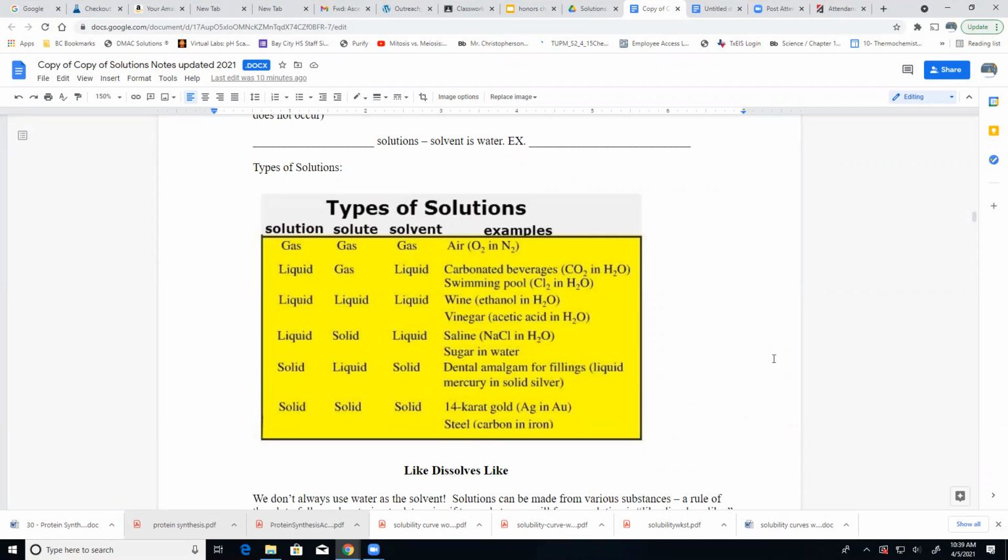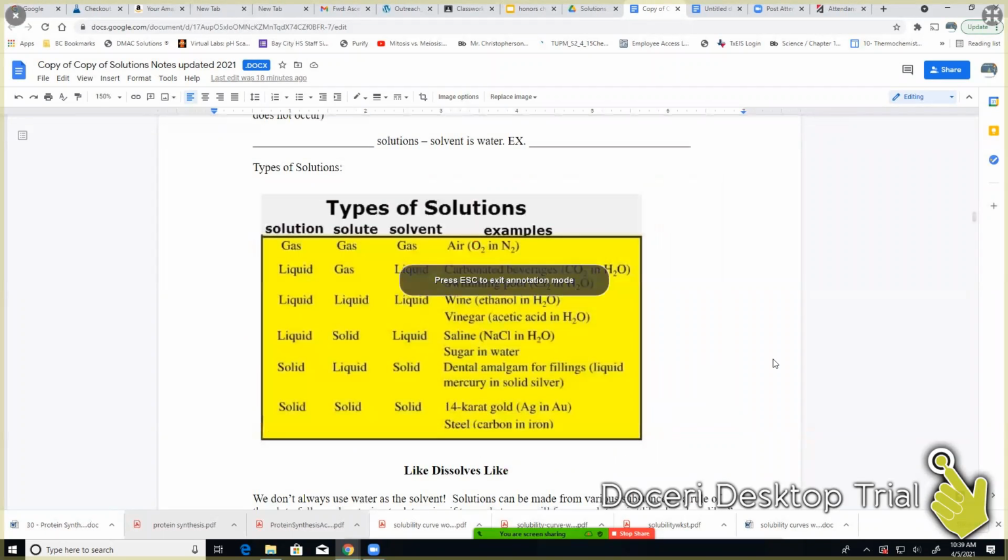But you can have a solid with a solid. That's going to be our different alloys. This is our air if we have gas and gas. Our carbonated drinks is when we have CO2 and water, so that would be gas and liquid. So there is a wide variety of different things that you can have, besides just this common one where you have a solid and a liquid.